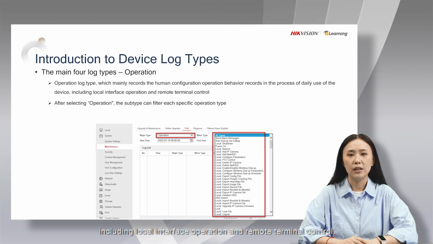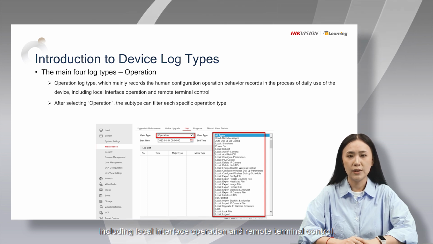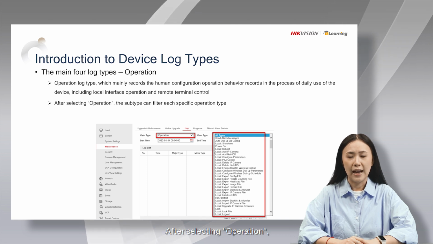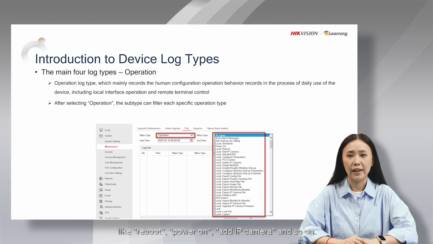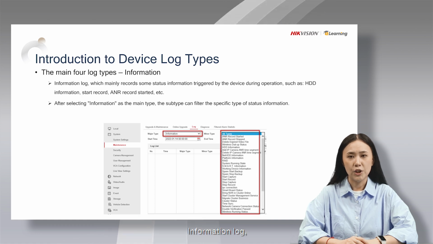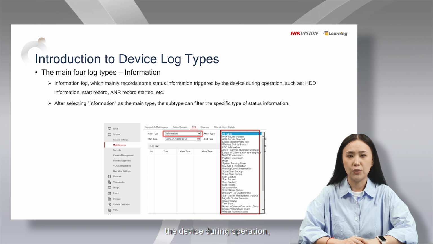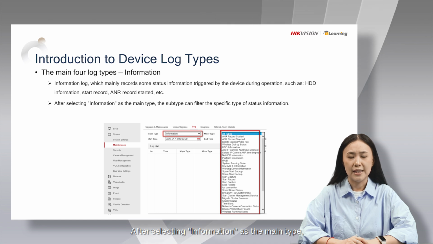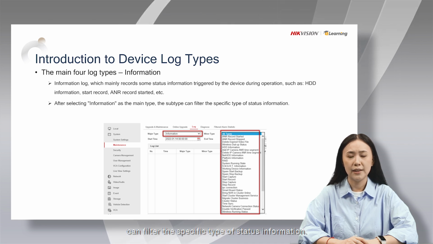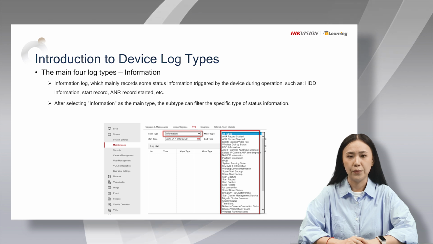Operation log type, which mainly records the human configuration operation behavior records in the process of daily use of the device, including local interface operation and remote terminal control. After selecting operation, the subtype can filter each specific operation type, like reboot, power on, add IP camera, and so on. Information log, which mainly records some status information triggered by the device during operation, such as HDD information, start record, ANR record started, and so on. After selecting information as the main type, the subtype can filter the specific type of status information.